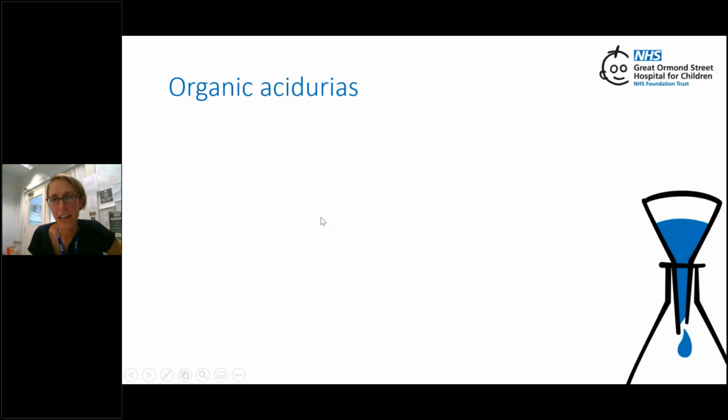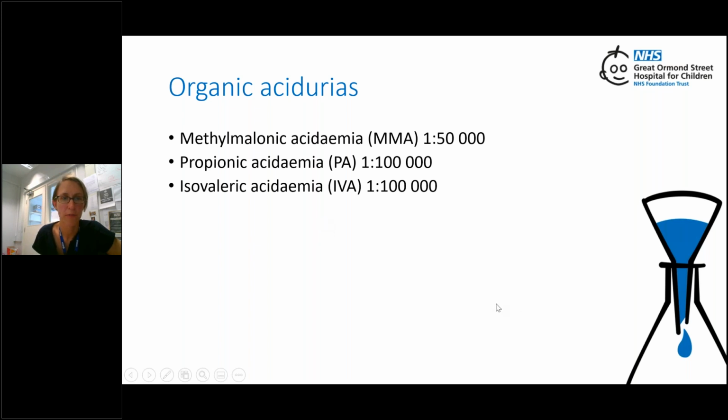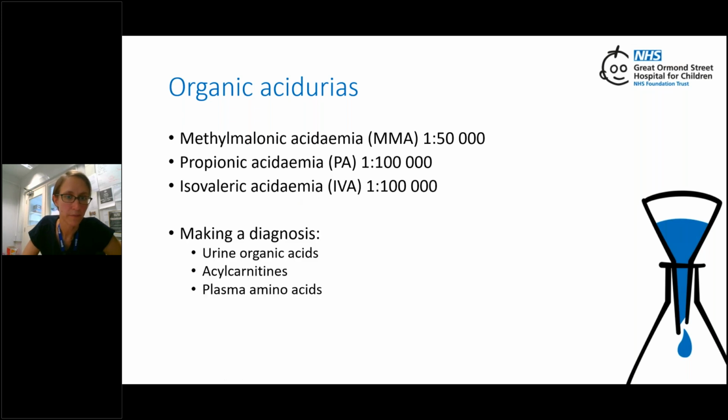And what are the organic acidurias? So the most common ones, the ones that you probably have heard before, are what we said already, the methylmalonic acidemia, MMA, with an incidence of about 1 in 50,000. Propionic acidemia, a little bit rarer, 1 in 100,000, and isovaleric acidemia. And the IVA is one that we screen for in the newborn screening on day 5.